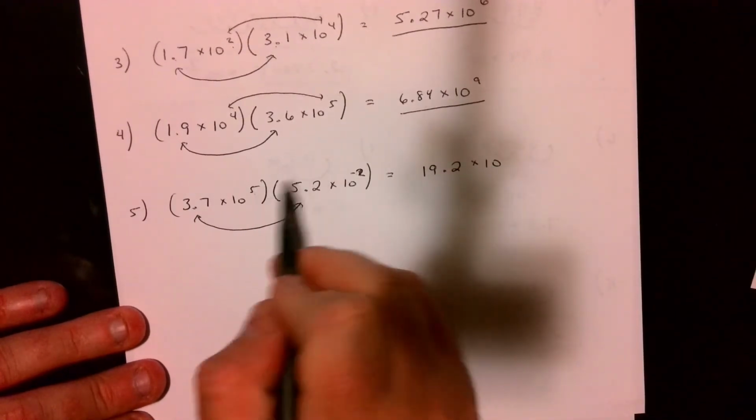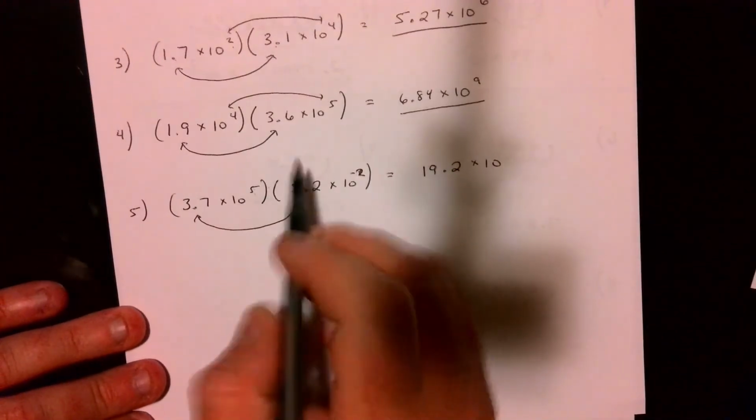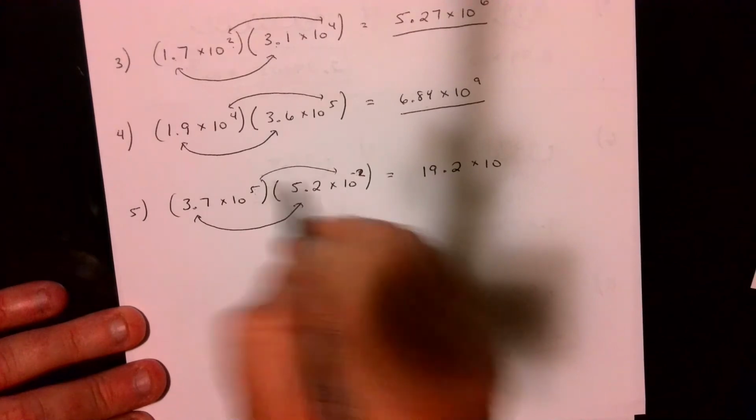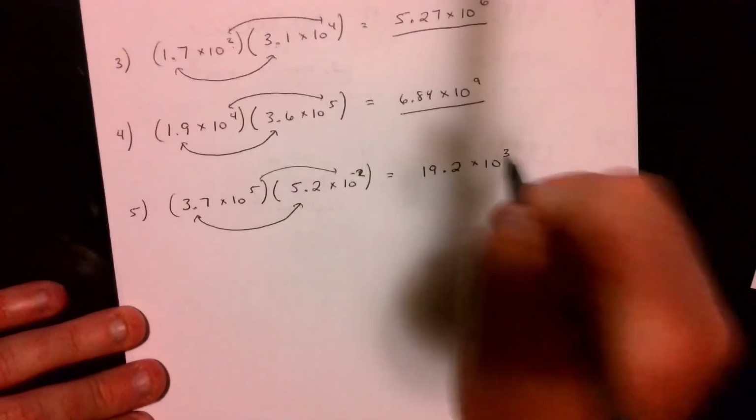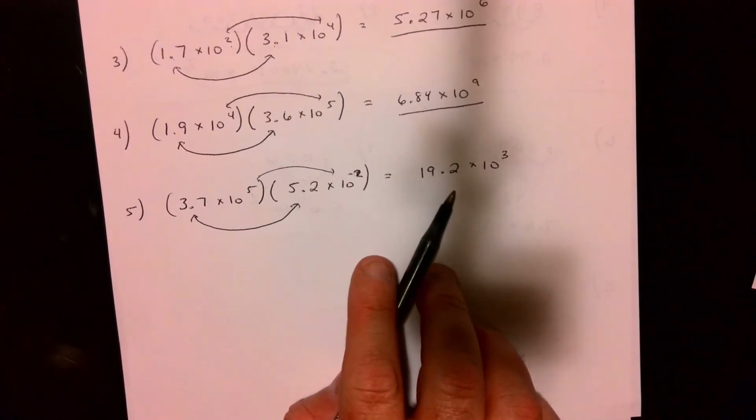And then what are we doing? We add our exponents, or times our exponents. Let's give it away. Times our exponents, we're going to add those together. So 5 plus a -2 is 3. Okay, so look at this. Is that correct?